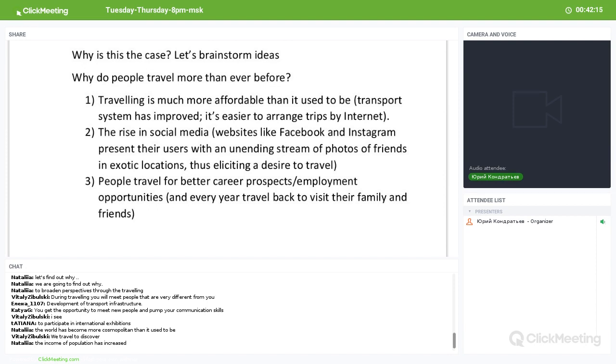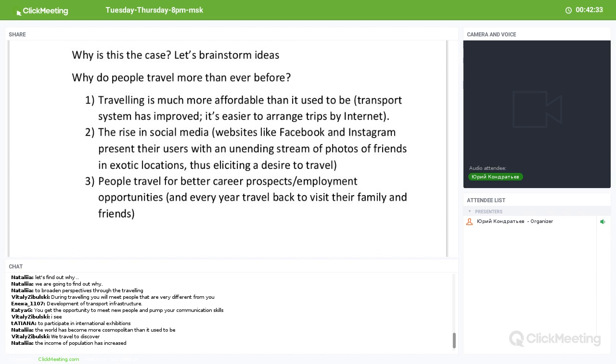The income of population has increased, okay, possibly, but I would even say that the cost of traveling has decreased. So maybe this is the case. Well, nobody is going to check if this is correct or not, and this can be used as an idea without any problem.